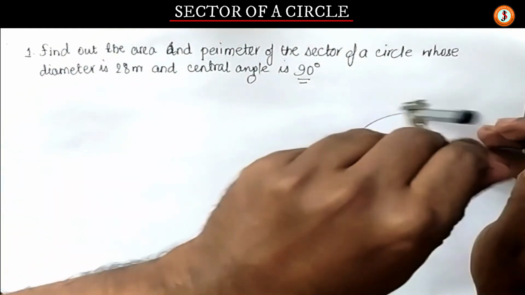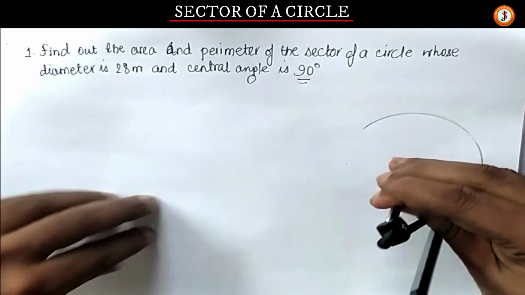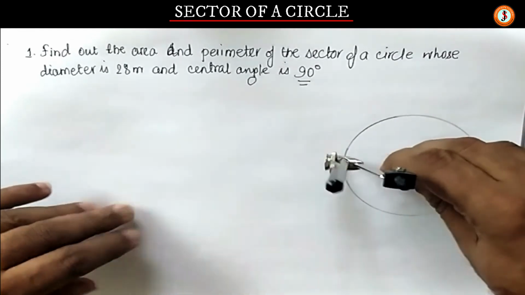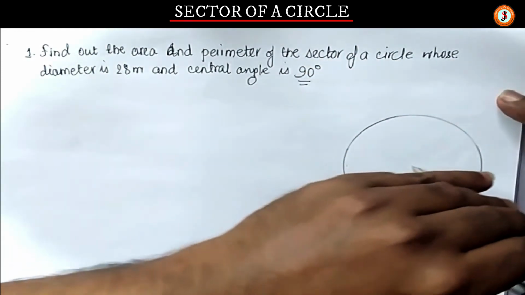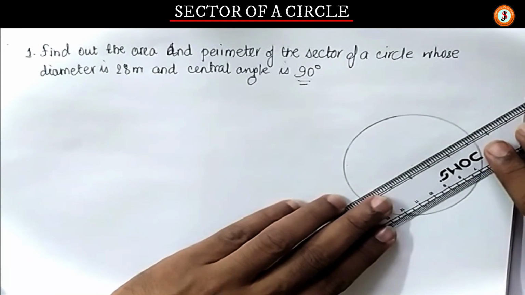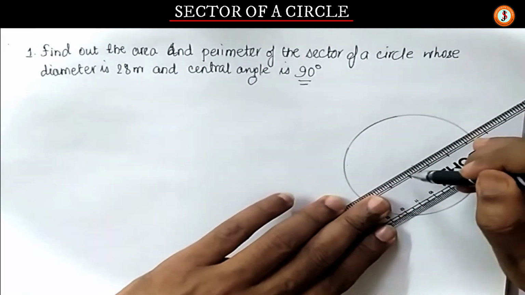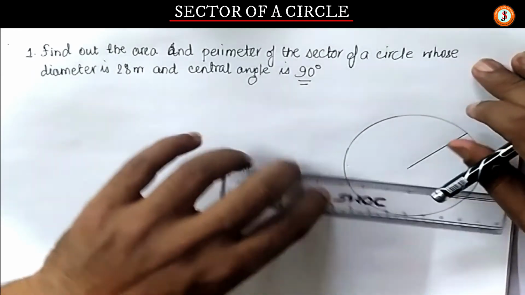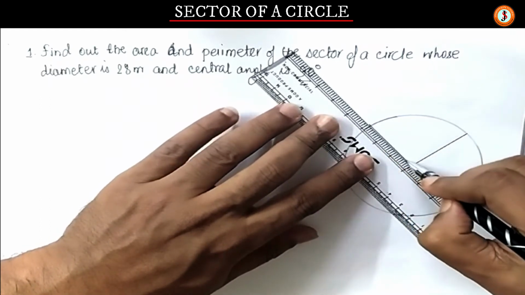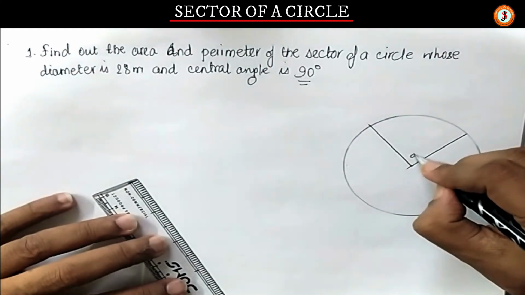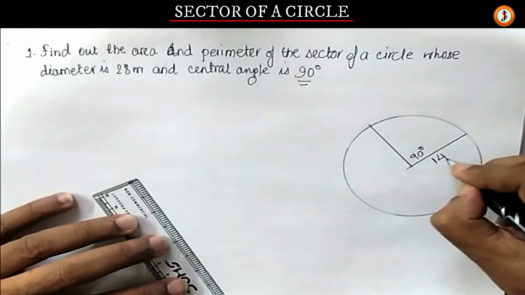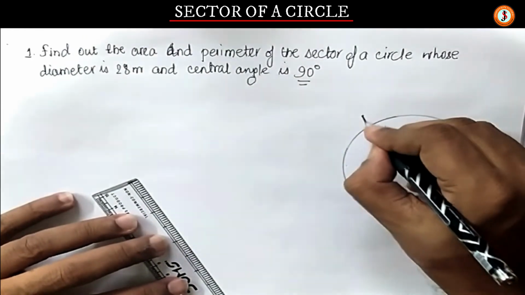However, this is 90, so it is actually to find out the area of 1/4 of a circle. So in short, we know what to do, but we will try to go using the formula. So I am drawing the figure and I am getting the angle as 90 degree. The diameter is 28, so the radius will be half of the diameter, 14 meter, and we have to get this.